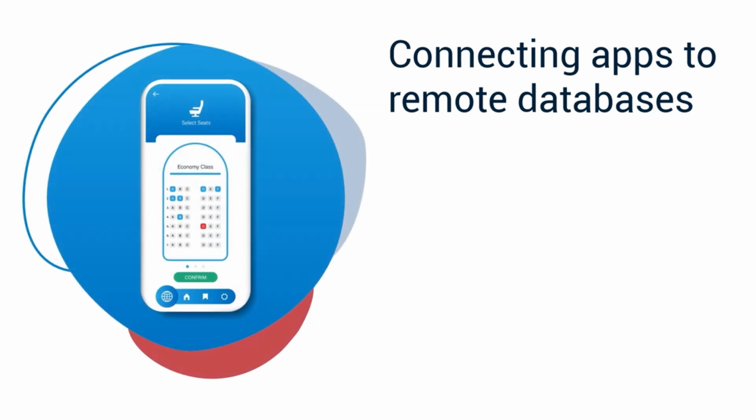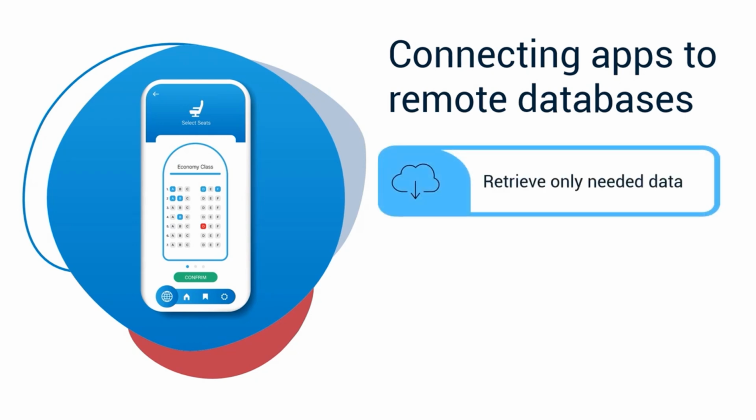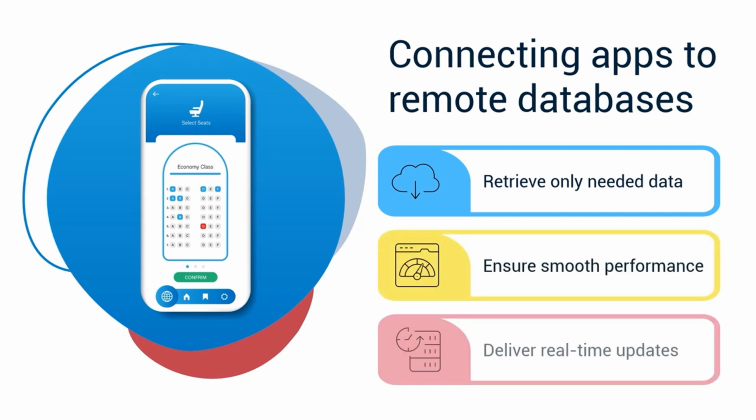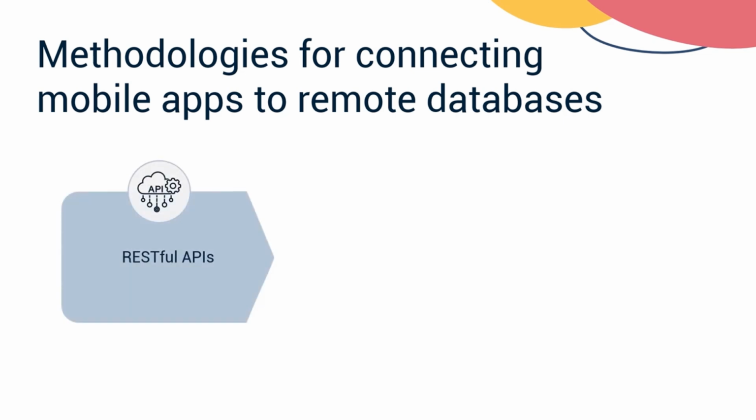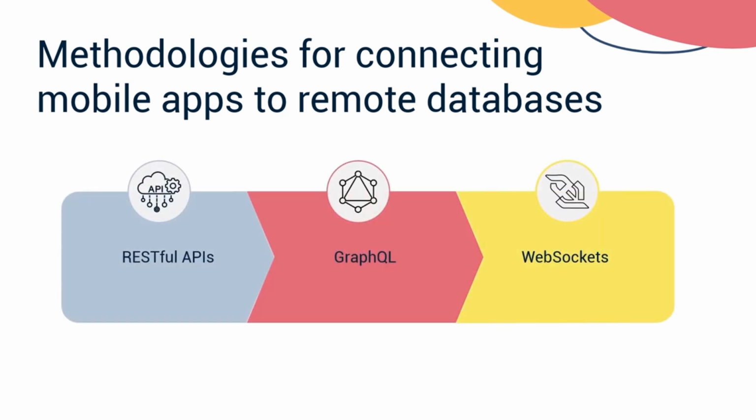For example, when booking a flight, the app doesn't store all the flight schedules locally. It retrieves only the information you need from the remote database, ensuring smooth performance and real-time updates. There are several methodologies for connecting mobile apps to remote databases. Let's explore the most common approaches: RESTful APIs, GraphQL, and WebSockets.